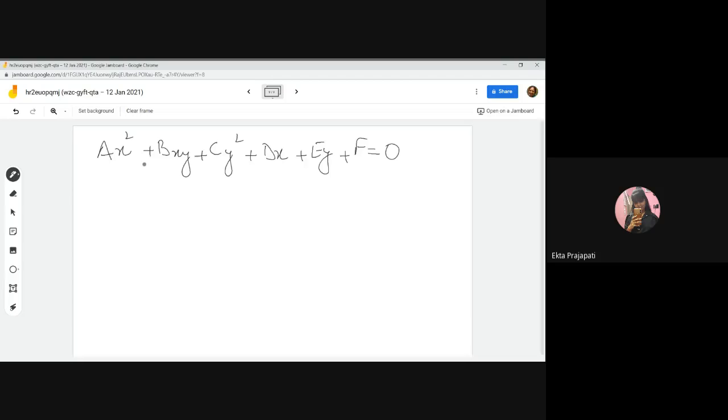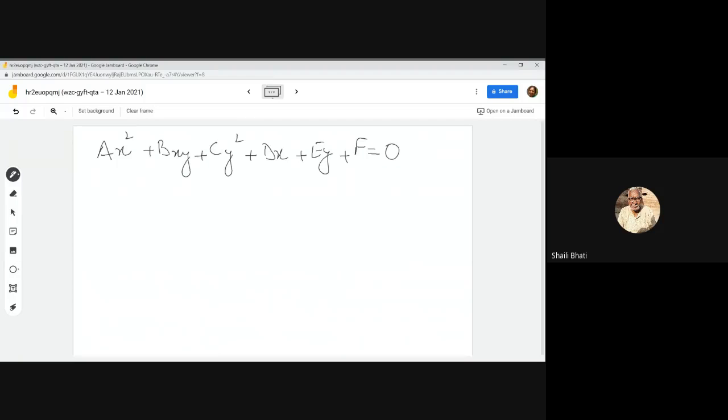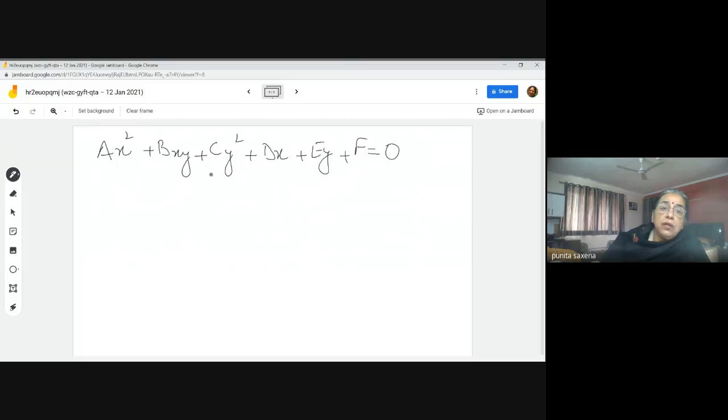Yes, ma'am. Why do we need this second degree? Because every conic section is a second degree equation. Every second degree equation will represent something like a circle or a parabola or an ellipse or a hyperbola, depending upon the conditions you impose on A, B, and C, which you started in class 11. I'm not repeating that.